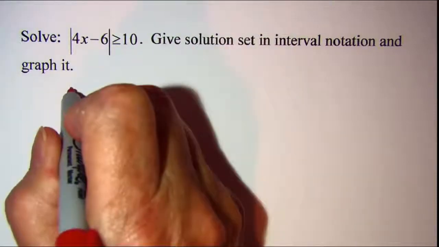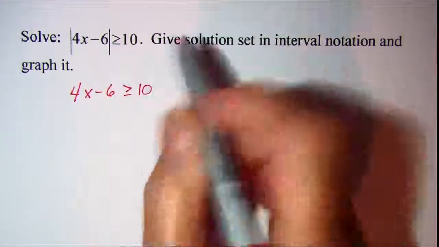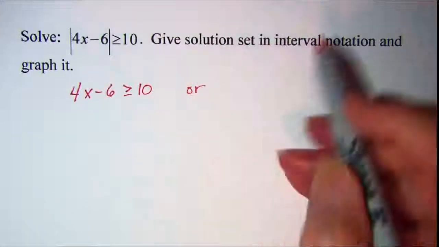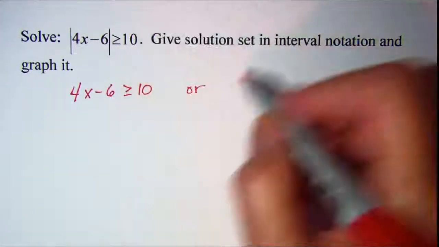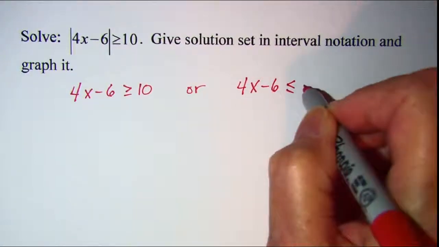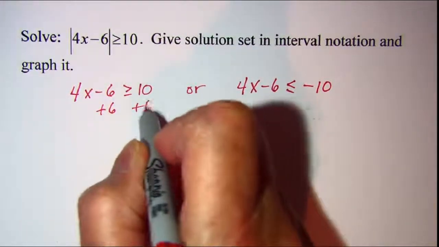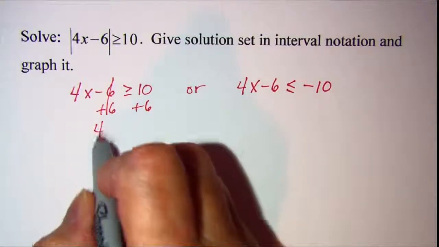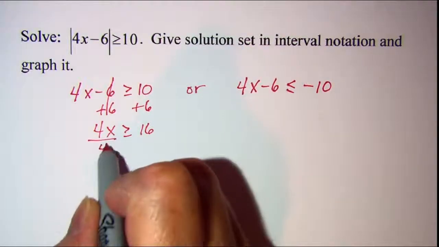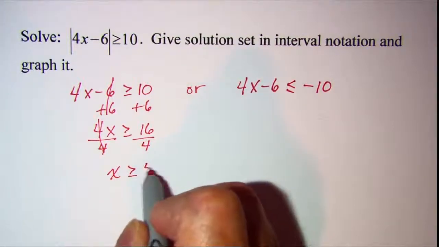So the first one is 4x minus 6 is greater than or equal to 10. So you're just grabbing that without the absolute value bars. Or, and then take the argument 4x minus 6 is less than or equal to negative 10. Let's add 6 to both sides here. These will cancel. 4x is greater than or equal to 16. Divide both sides by 4. And these will cancel. X is greater than or equal to 4.